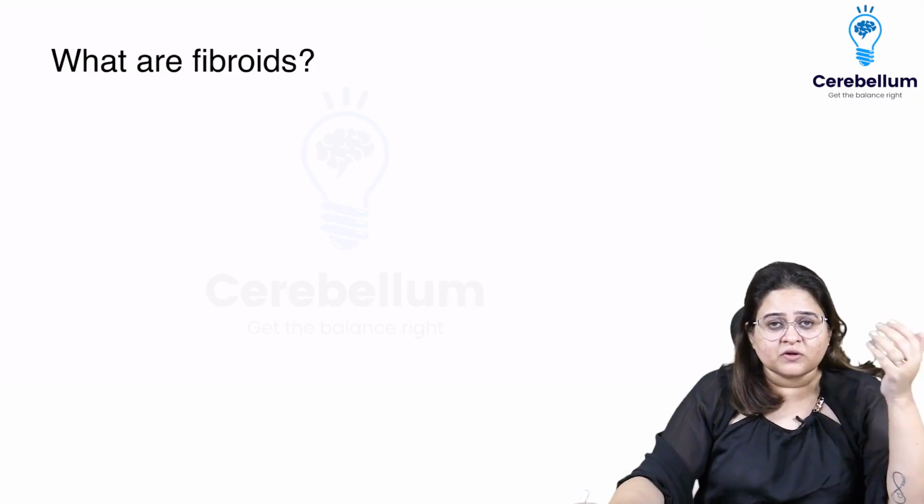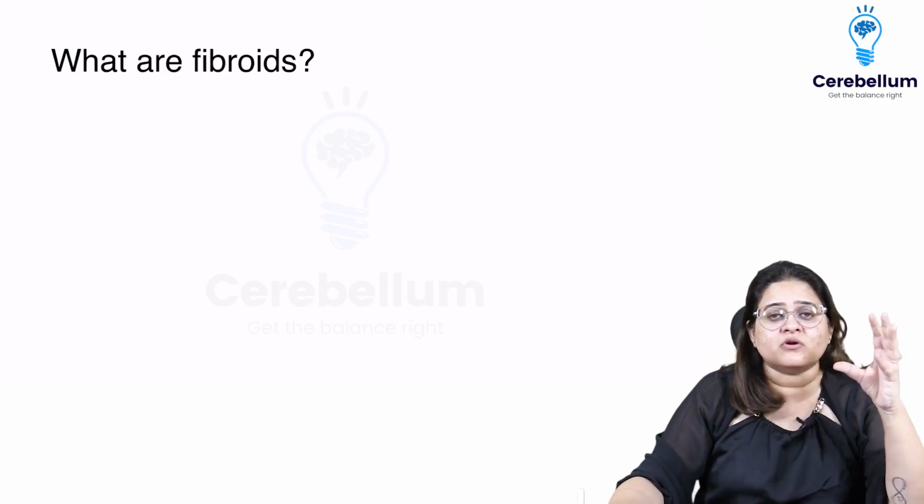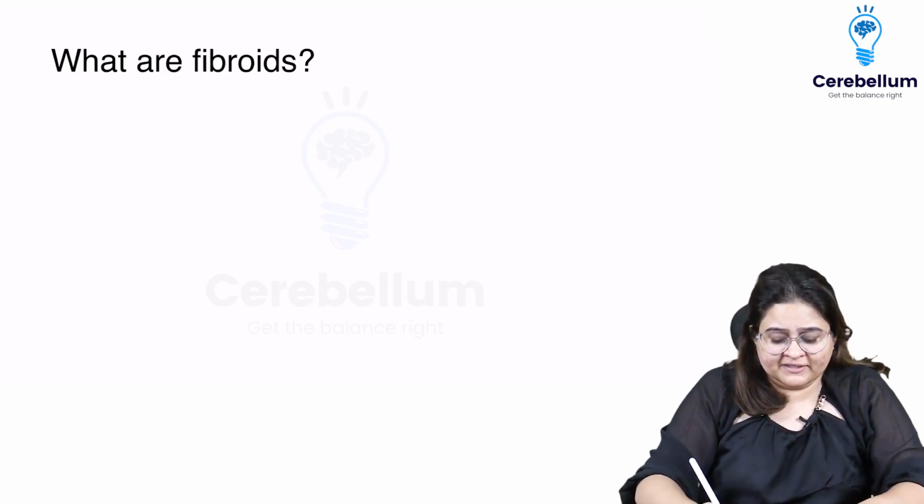Starting with fibroids. So what are fibroids? They are benign tumors of the uterus. The most common benign tumor of the uterus is a fibroid.